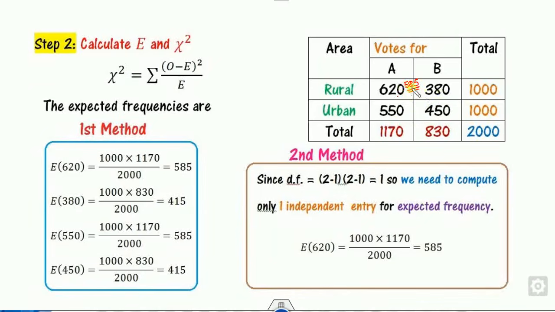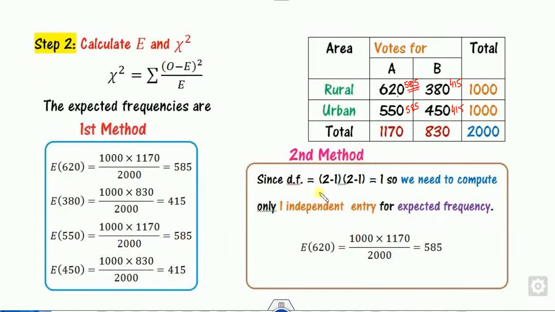Look at that, the total is 1000. So what is the value of this? It is 415, so that total is 1000. Look at that, the total is 1170, so what is the value of this? It is 885. Look at that, the total is 830, so the remaining value is 415. So this is the way you can see that all values are the same.